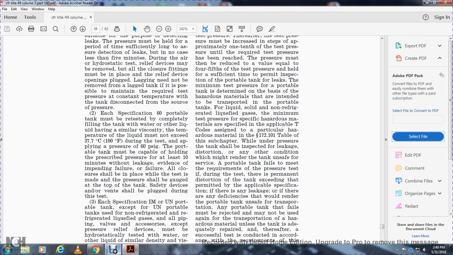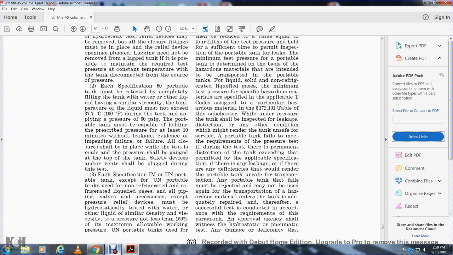E2. Each specification 60 portable tank must be completely filled with water or another liquid having similar viscosity. The temperature of the liquid must not exceed 100 degrees Fahrenheit during the test of applying the pressure of 60 psi. The portable tank must be capable of holding the prescribed pressure for at least 10 minutes without leakage and without evidence of impending failure, with all other closures in place. The test pressure should be gauged at the top of the tank, and if safety device vents are present, they shall be plugged during the test.